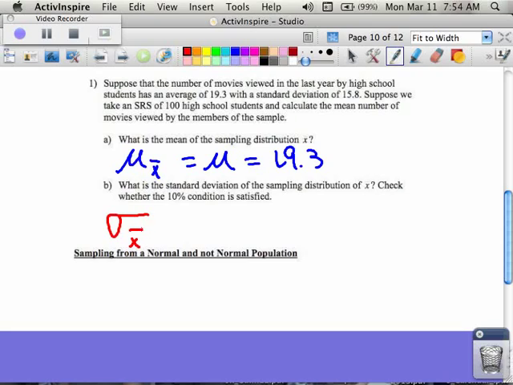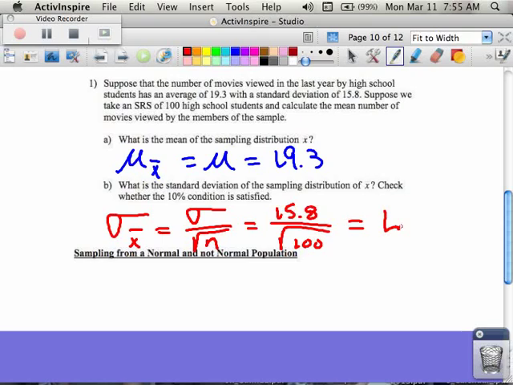of our sample is the same thing as taking the standard deviation divided by the square root of n. So in our case here, we would take our standard deviation, which was 15.8, and we divide it by the square root of 100. And so the square root of 100 is 10. 15.8 divided by 10 is 1.58.